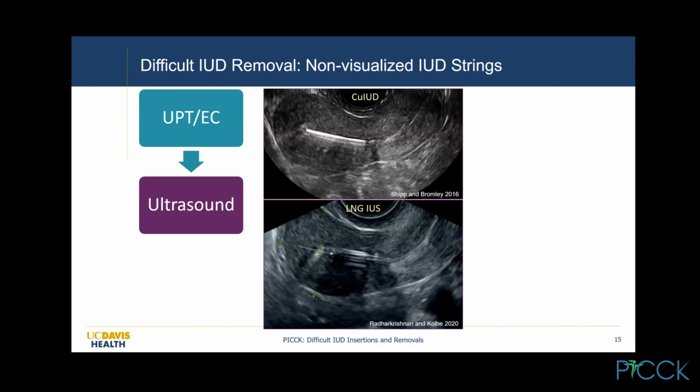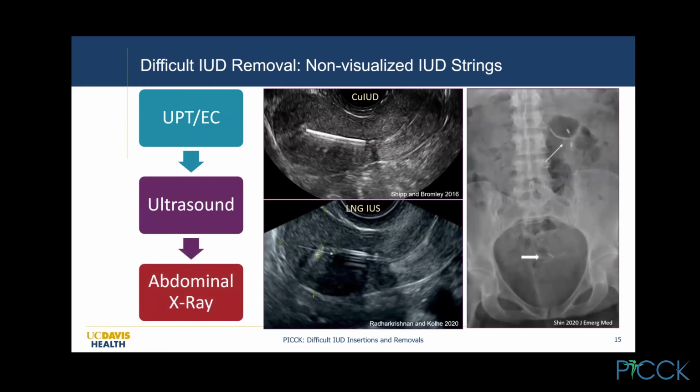Now, if you use your ultrasound and you don't see either of those things, you might have to consider whether or not the IUD has either expelled out of the body or is somewhere else in the abdomen. And this is where you would get an abdominal x-ray.